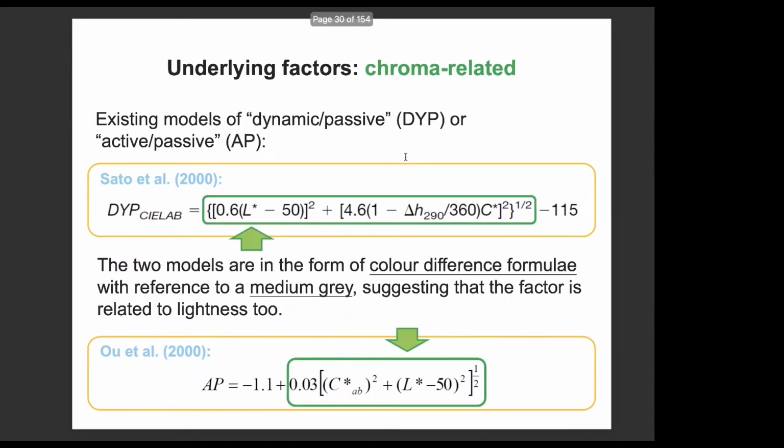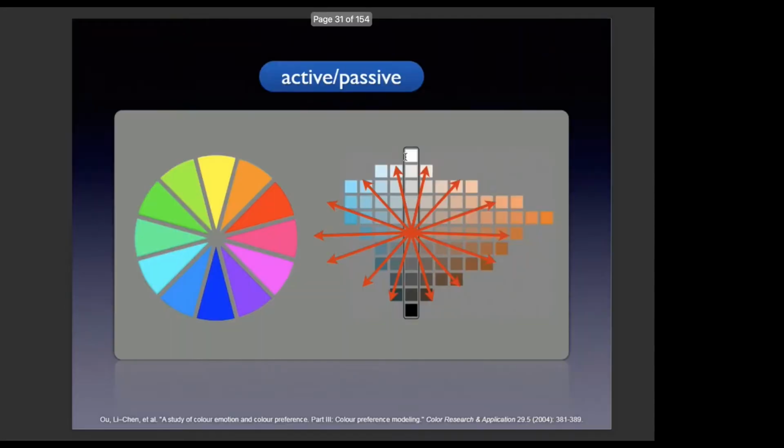That can be illustrated by this graph. In the middle of the color space is a medium gray, which is what we found to be the least active color, or the most passive color, among all other colors. So medium gray is the least active color, and any color located in CIELAB space near that medium gray will feel passive as well. Any color located far away from medium gray in CIELAB space will feel active.